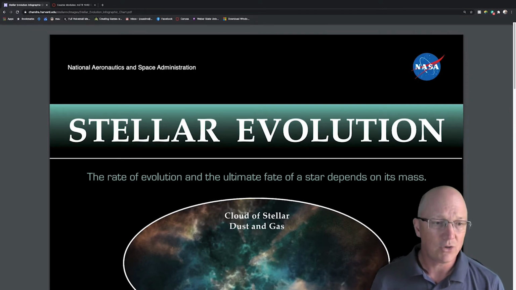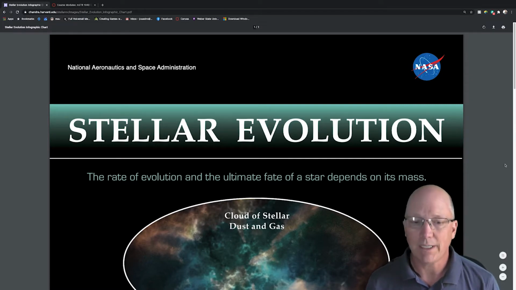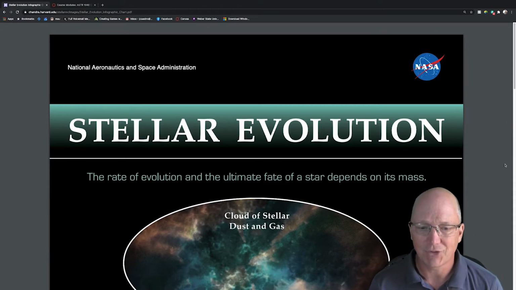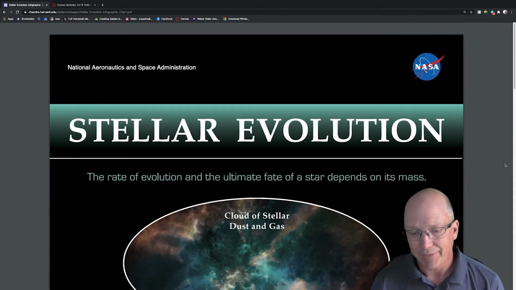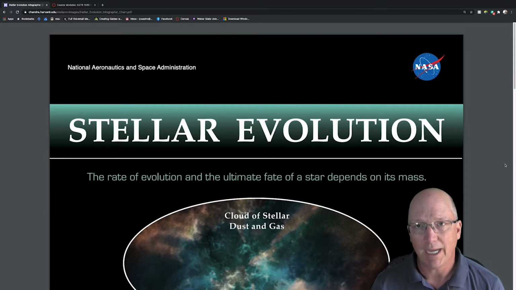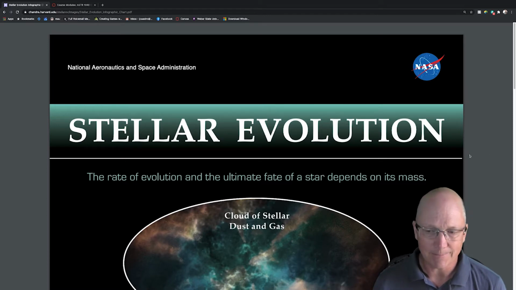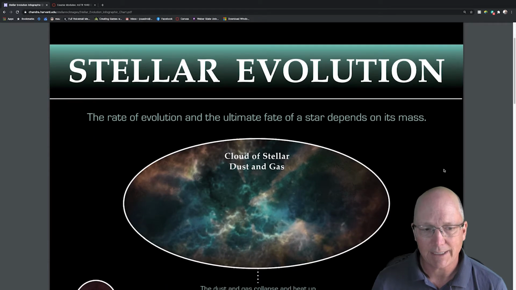Hello astronomers, this week we're going to be talking about stellar evolution, and in particular the stellar evolution of low-mass stars. So in your readings this week, I've given you a link to NASA's stellar evolution flowchart, and this gives us a handy way of looking at how stars form and evolve, and what determines what type of stars they become in the end.